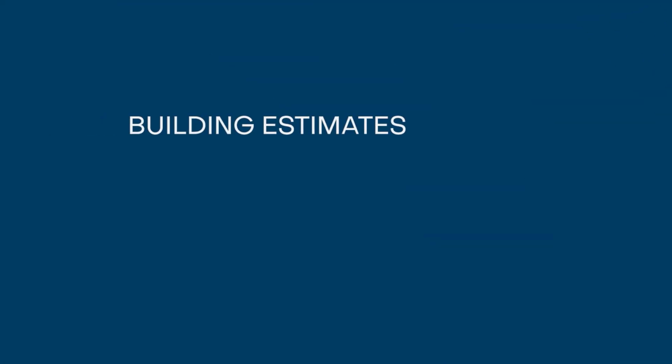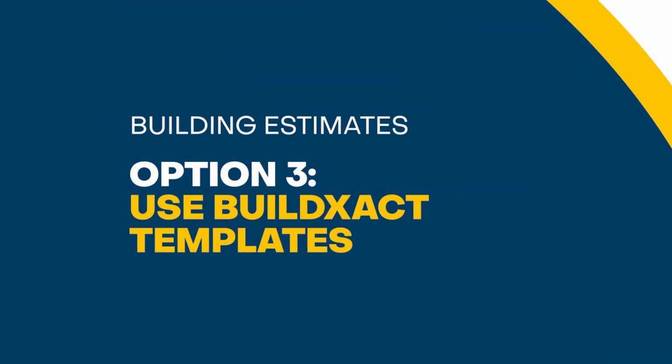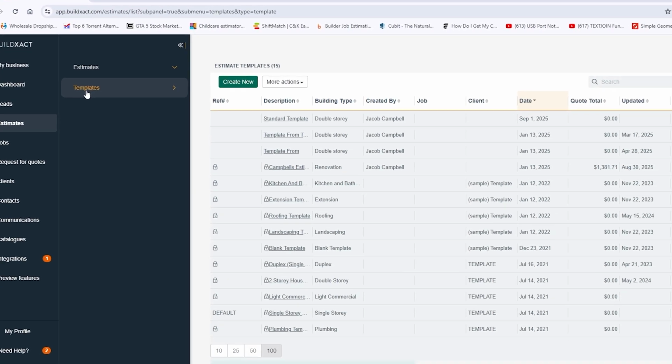Option 3, use a Buildxact template to guide you through the process. The Buildxact templates are a good starting point to help show you how to get set up initially. It shows you how Buildxact lays out their costs and line items. But just a tip, when creating your own templates, always double check your unit costs. It's the easiest place to mess up and it will throw your entire estimate out. To do this and use a Buildxact template, you can find them within estimates, templates.